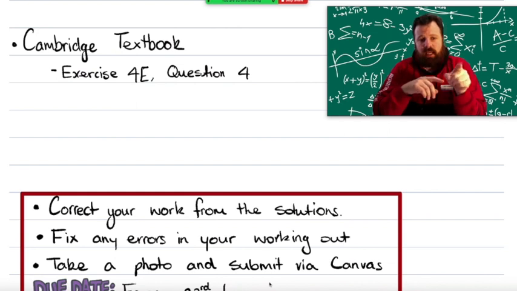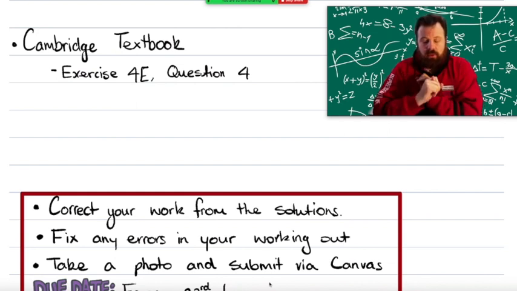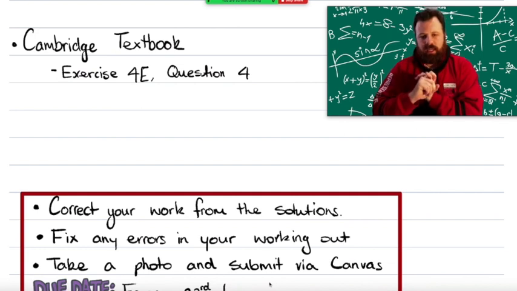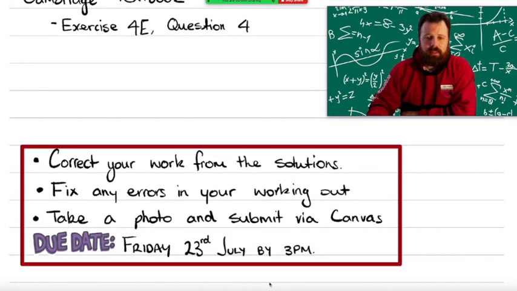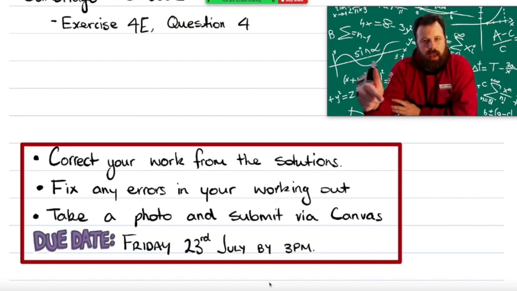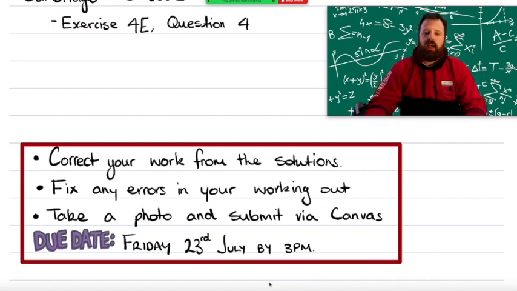Today's work is exercise 4E, just question 4 from the Cambridge textbook. With each one of those triangles, please make sure you draw those triangles down in your book and then write the trig ratio that you need to find next to it. And as always, make sure you mark your work from the solutions. If you do make a mistake, go back and write the correct answer down and fix up any working out that you may have made the mistake with. Take a photo of your work and upload it via Canvas, and that all needs to be done by Friday at 3 p.m.